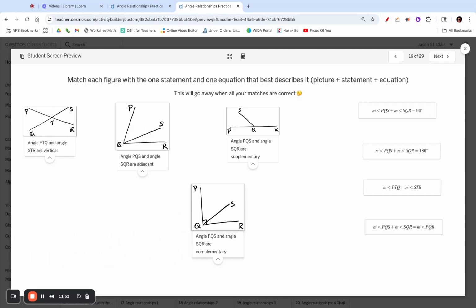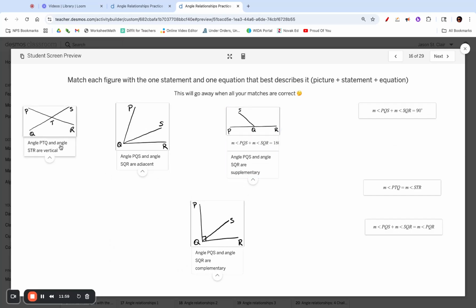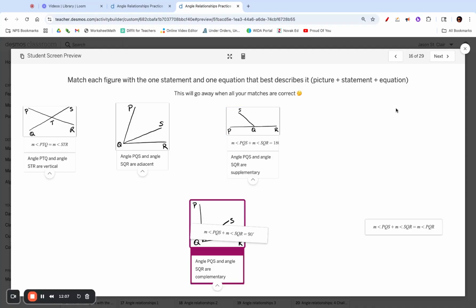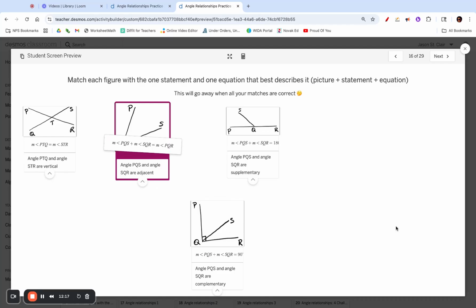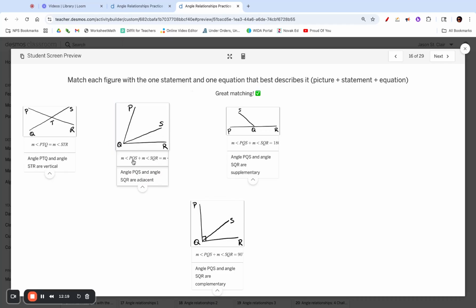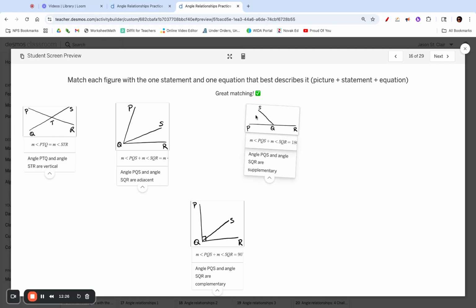Finally, I have to match the equation to each one. Supplementary means they add up to 180. So that would be my match there. Vertical means that they are the same. So I would match that one there. Complementary means add to 90. So I'd match that one there. And then finally, if they're adjacent, that means they're just next to each other. So that means that PQS and SQR equal PQR together. And there are my matches.